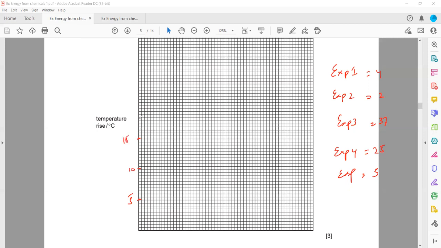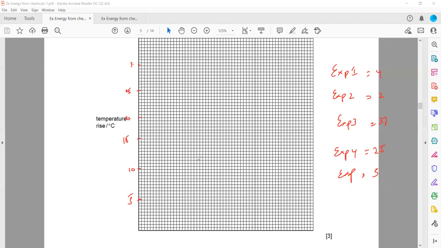15, 20, 25. But I have 37, so the 37 should be there as well. So we always select the scale which is having all the numbers. So if we are not able to work out any one of the numbers, then we'll change the scale.